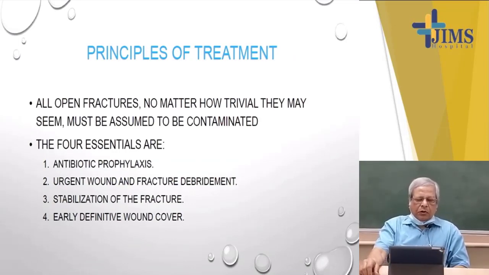Principles of treatment: all open fractures, no matter how trivial they may seem, must be assumed to be contaminated. The most important thing is the chance of infection. The 4 essentials are antibiotic prophylaxis and urgent wound and fracture debridement. By debridement, we mean removal of all contaminants, maybe dirt, clothes, mud, grease, etc., and removal of all dead tissue, all dead muscle, because if we keep this, that will be an excellent culture media for the bacteria which are there.